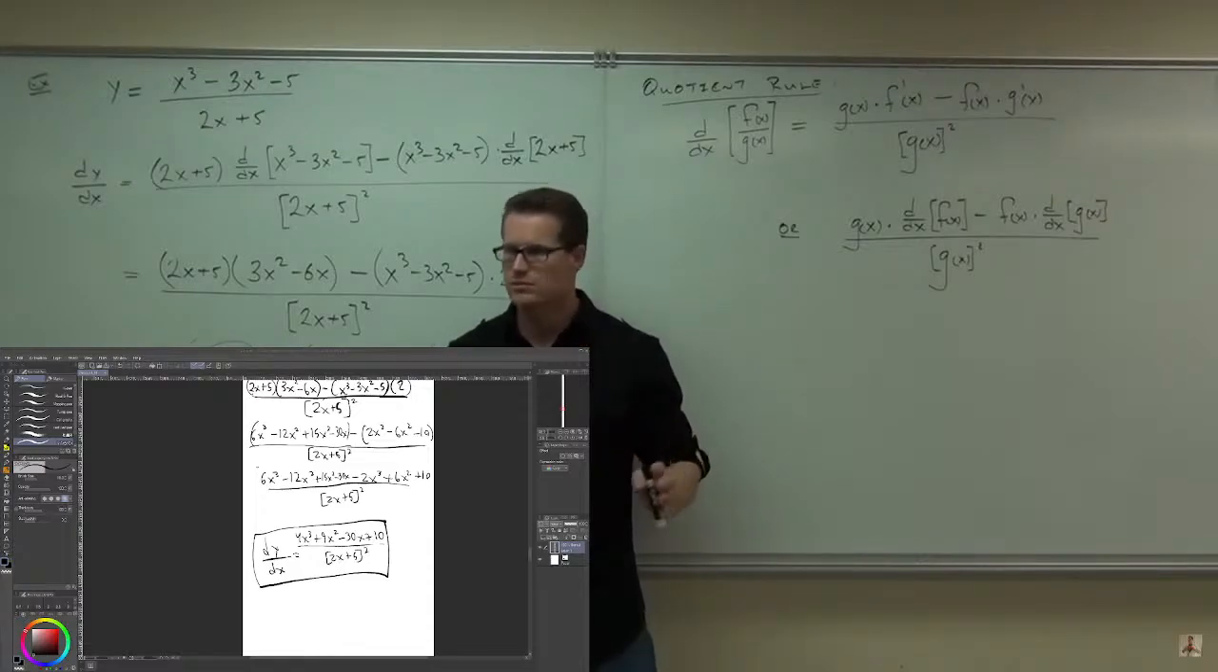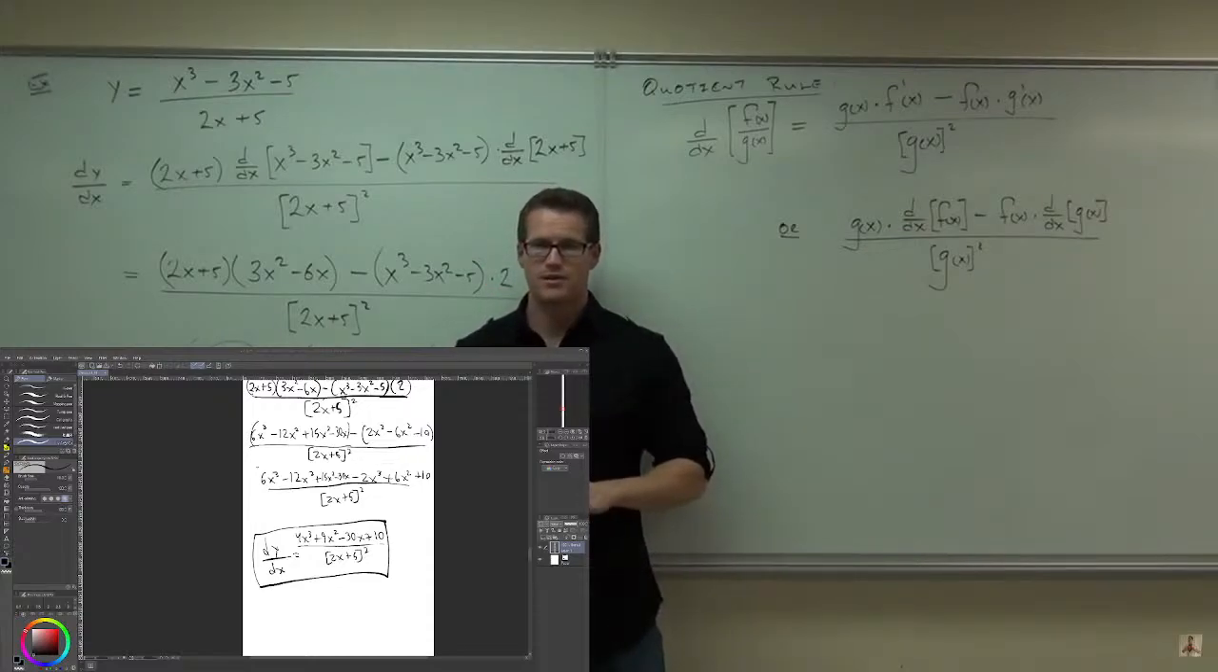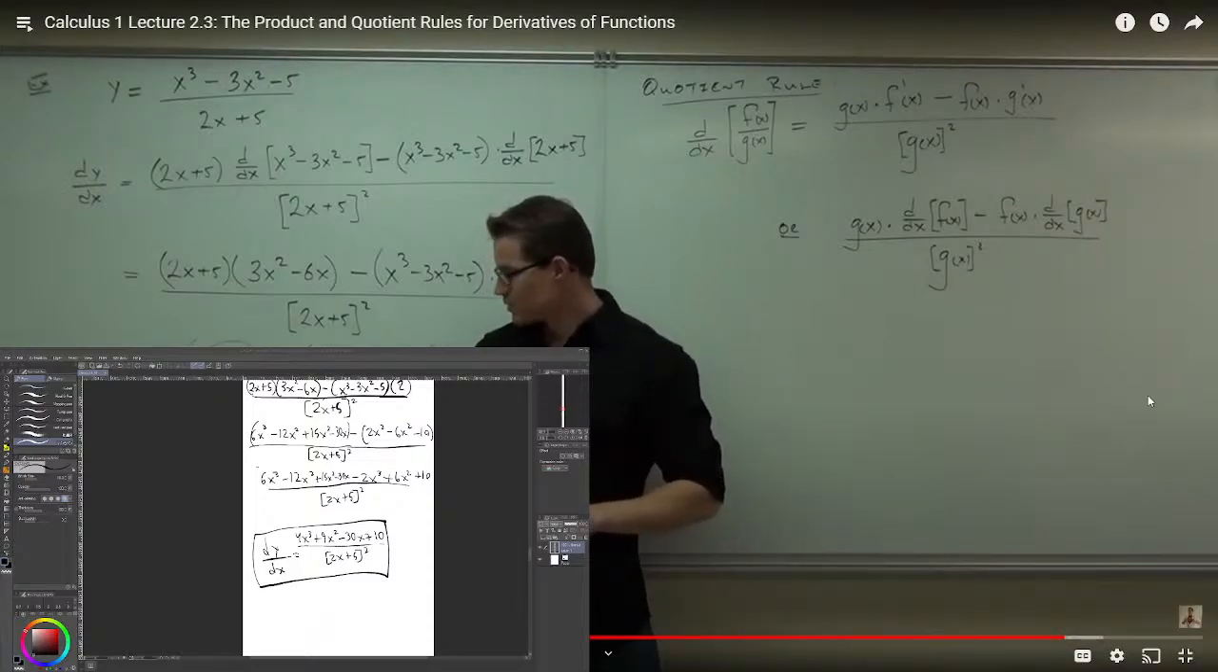If you can, try it. See what you can do. Could you take a second derivative of that? Yep. You'd have to have another quotient rule. However, I haven't showed you how to deal with that exponent yet.